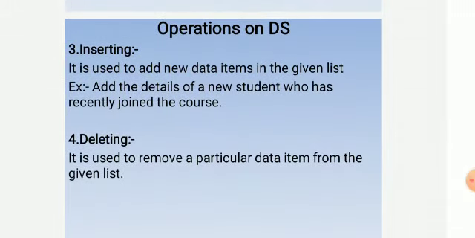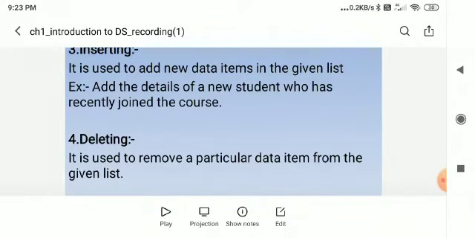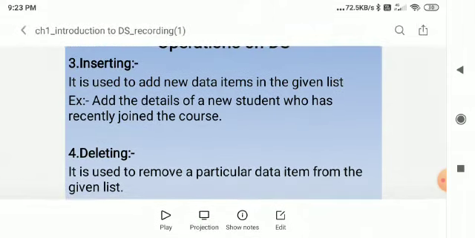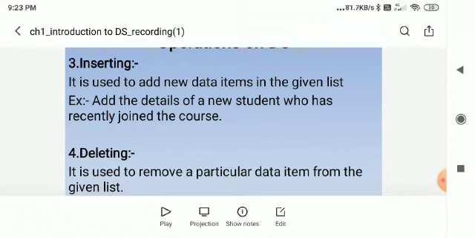The third operation is the inserting operation. The name again itself tells you: you want to add a new data item into the given list. Again, for example, add the details of a new student who has recently joined the course. It means, suppose there are only 60 students in a first year class. There is one more new admission, which becomes number 61. Now that 61st student I want to add into my previous 60 students' records. So it means I am inserting new data into my previous list. That is called an inserting operation.